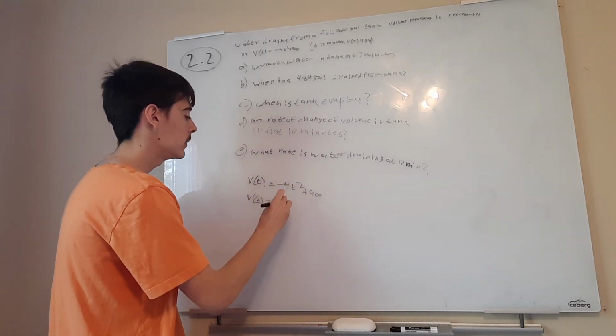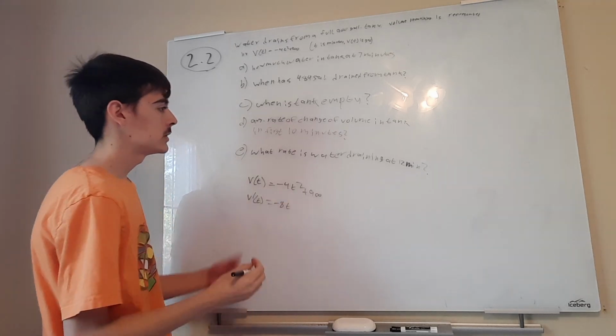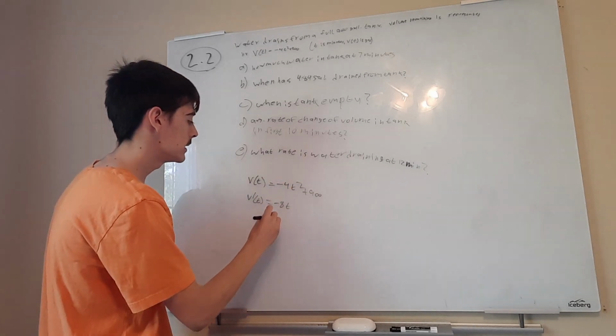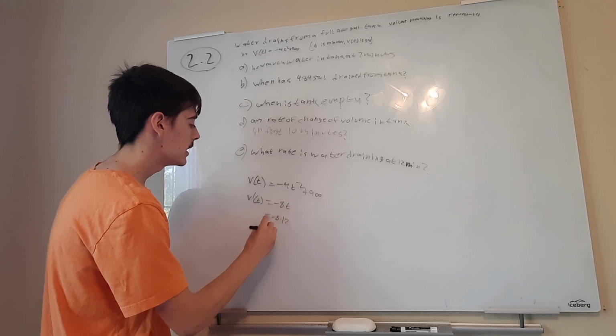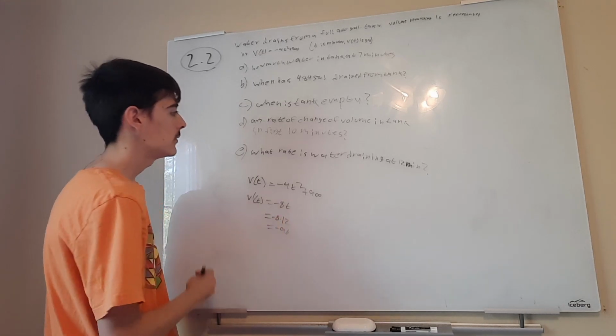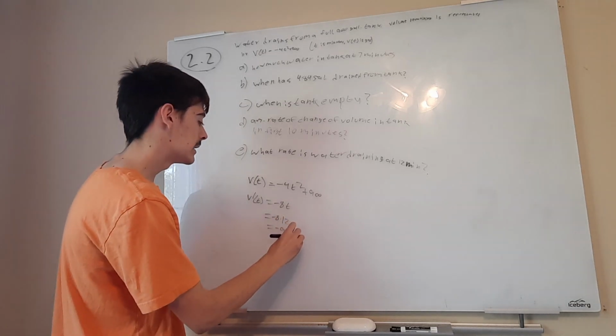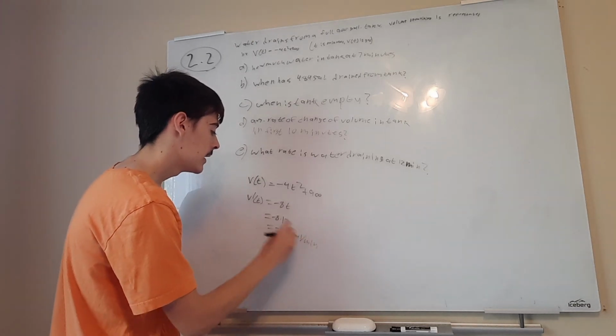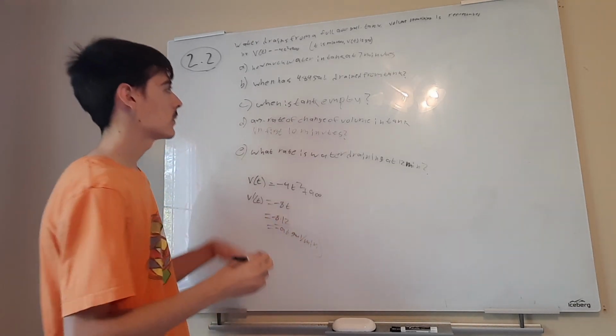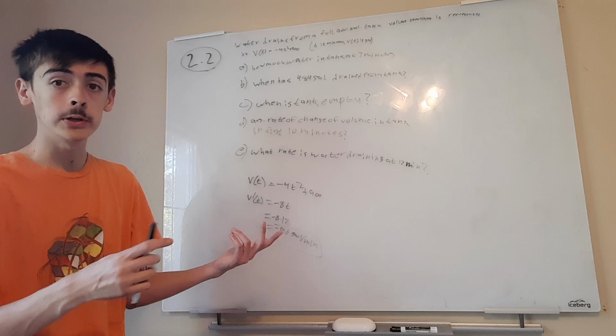And if we take the derivative, we will get negative 8t. So, plug in 12, we will get negative 8 times 12, and that will be negative 96. If we wanted units, it would be gallons per minute. And yeah, that's our answer, and that wraps up lesson 2 of unit 2.